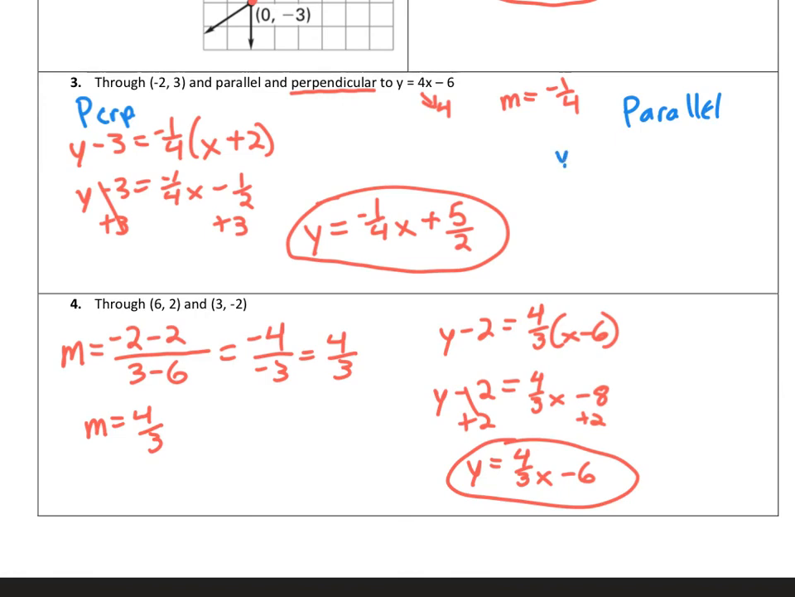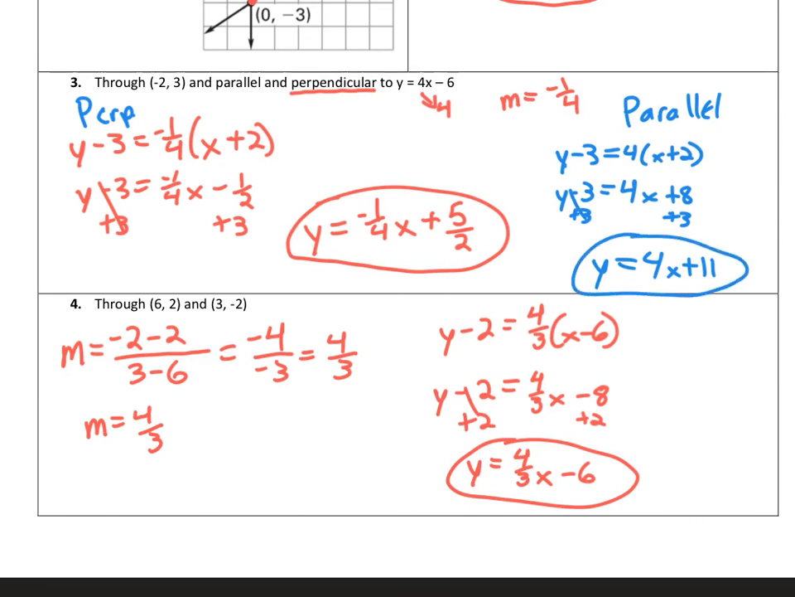Y minus 3, same slope, 4, and then x plus 2. So this becomes y minus 3 equals 4x plus 8. I'm going to add 3 to both sides to show that this is y equals 4x plus 11. Main thing, parallel and perpendicular: making sure for parallel, we remember that's the same slope. Perpendicular, opposite reciprocal. The opposite reciprocal of 4 is negative 1/4.